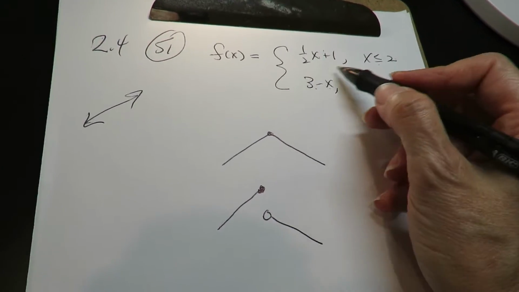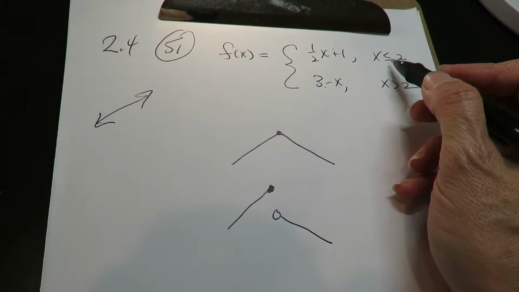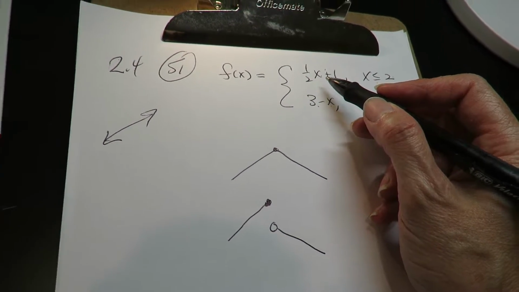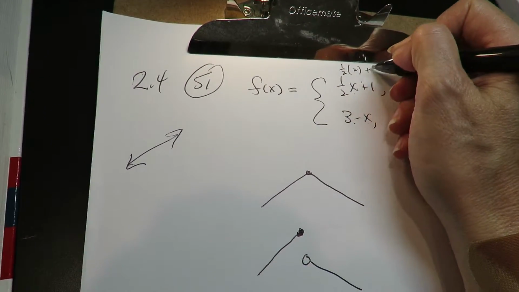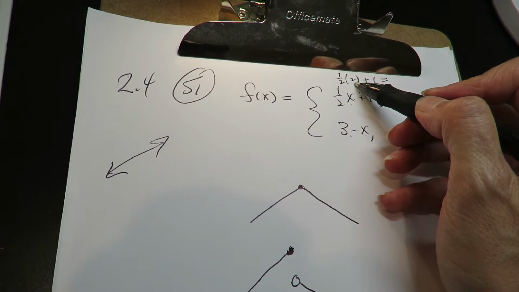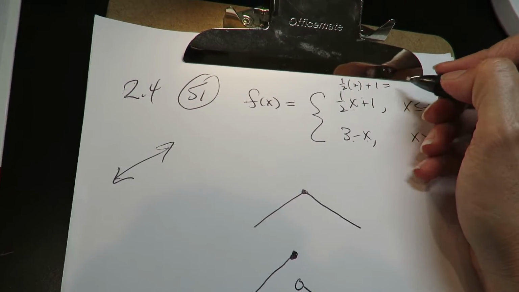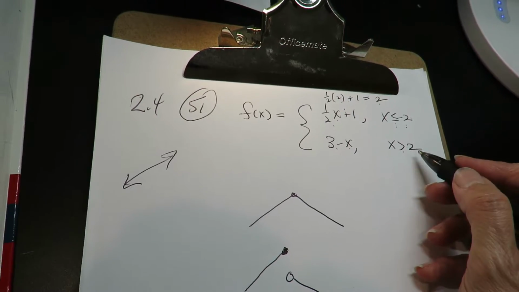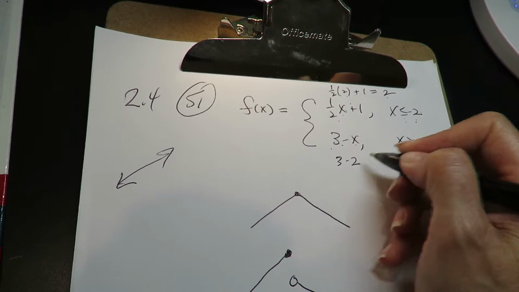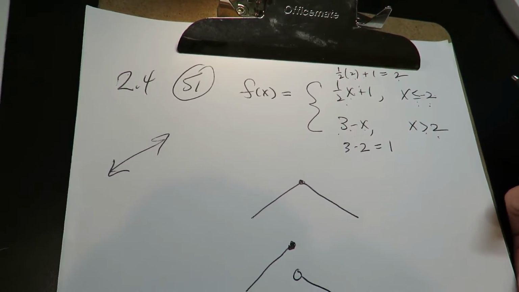The only place they can have a problem here is x equals 2. So at 2, you want to know what the heights are. For this first function at 2, half of 2 is 1, plus 1 is 2. So at 2, this one is at a height of 2. At 2, this one is at a height of 1.